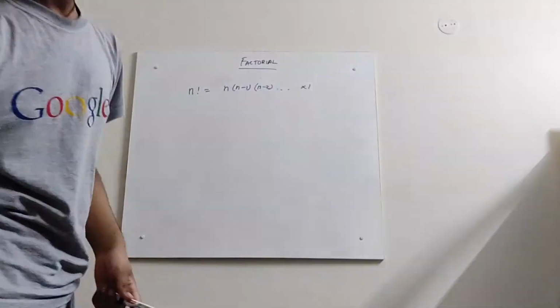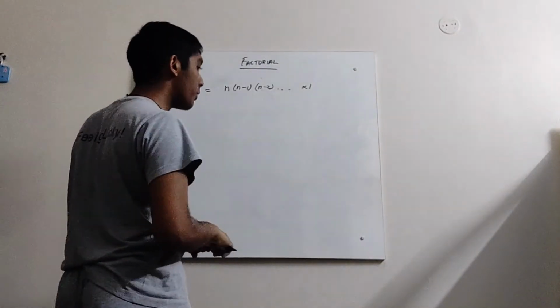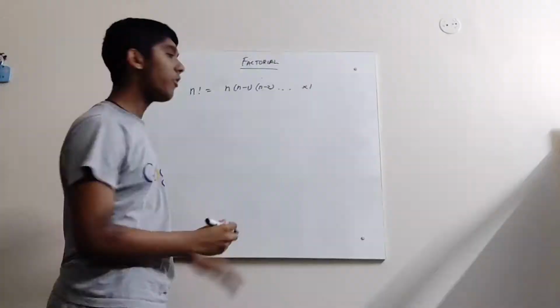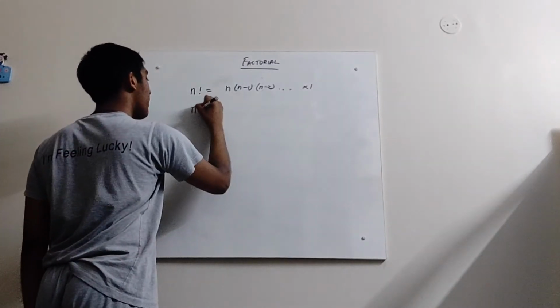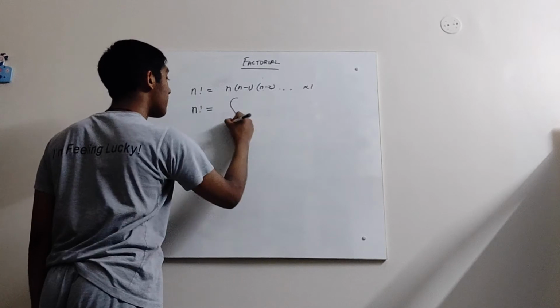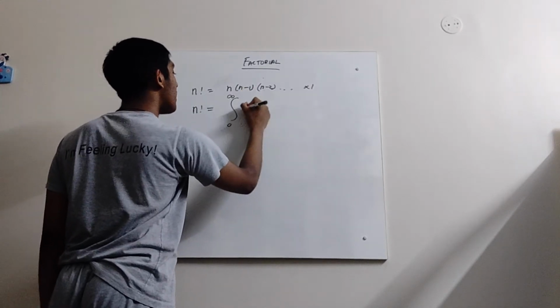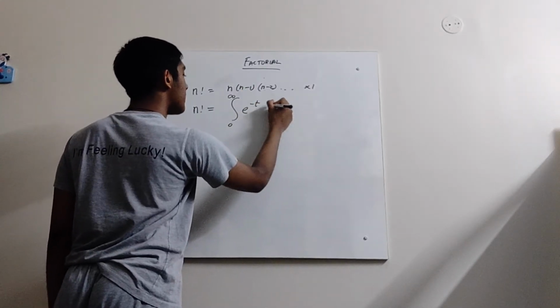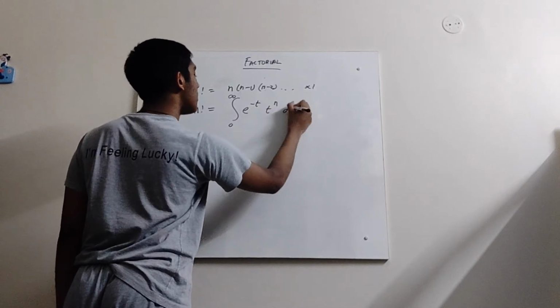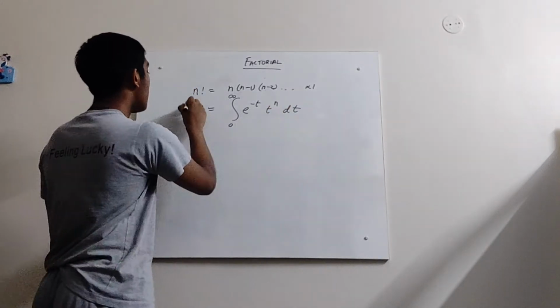Well, there's another definition for the factorial which interprets the graph. It is n factorial is equal to the integral from 0 to infinity of e to the power minus t into t to the power n dt. Alright.